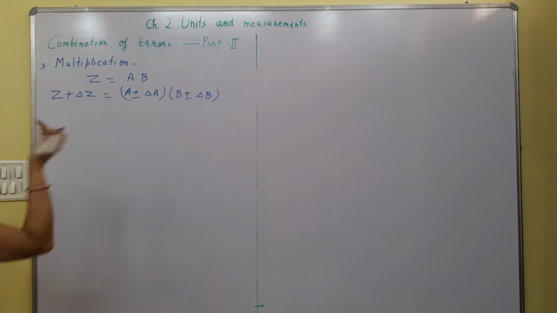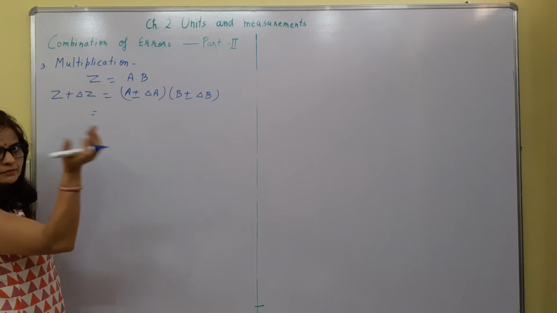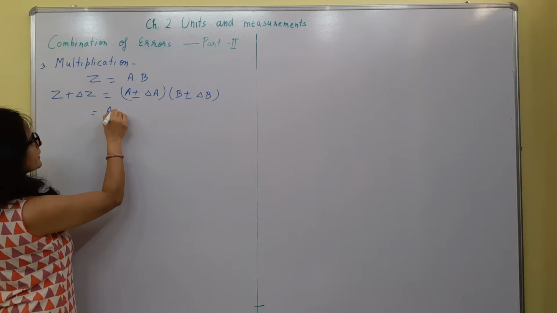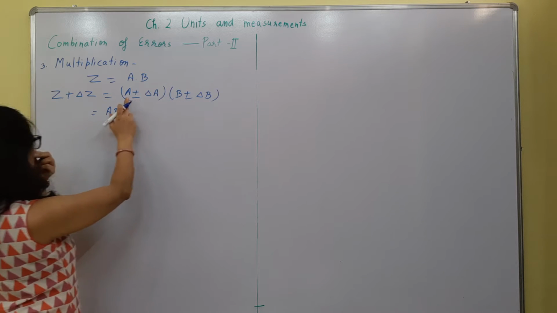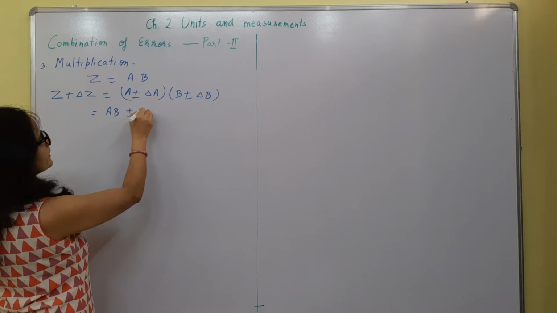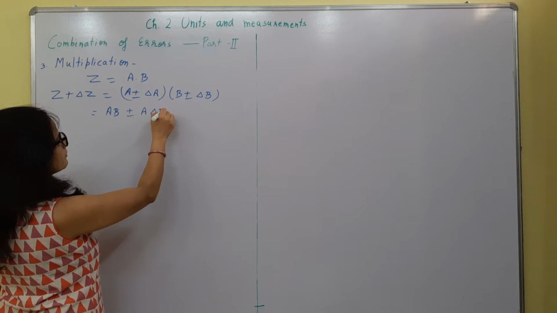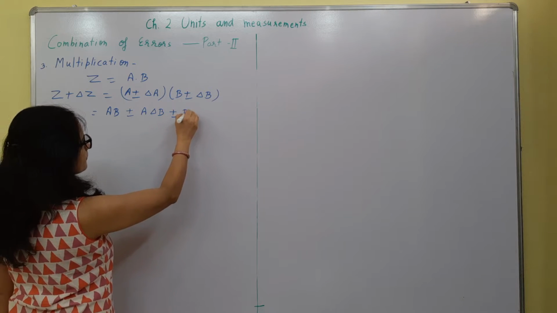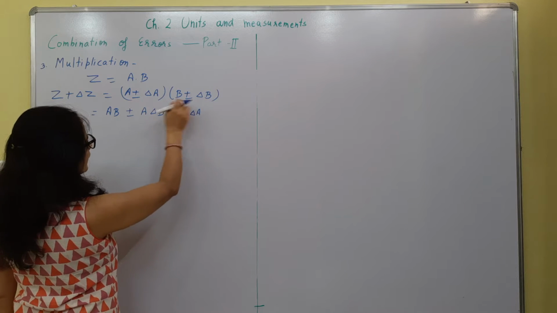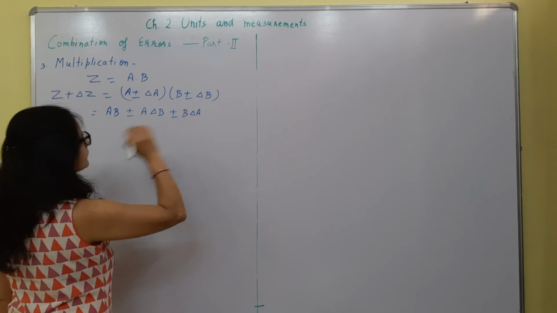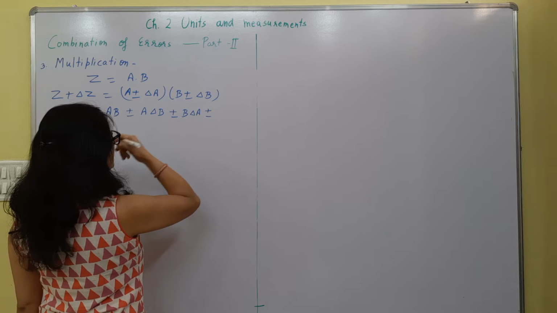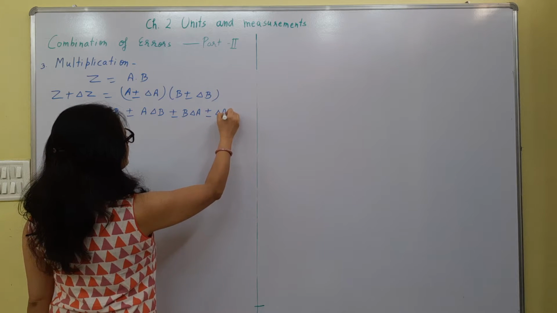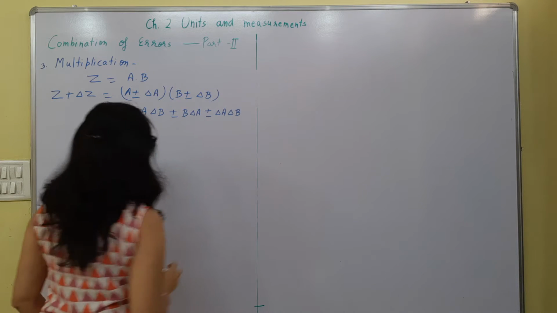right? So let's solve the right side, simple mathematics. So this will be a, b, I'm multiplying this whole quantity by a. So this will be plus minus a delta b. Now I am multiplying the whole quantity by this delta a, plus minus b into delta a, and this will be plus minus delta A into delta B.